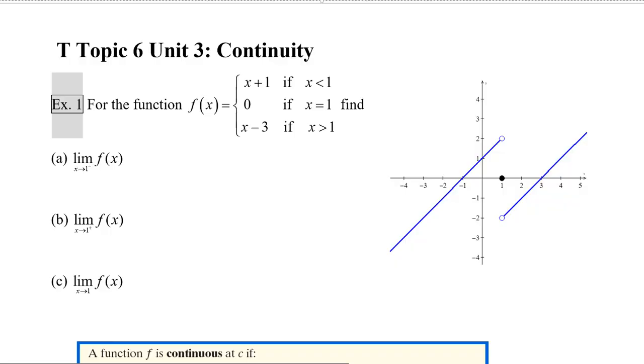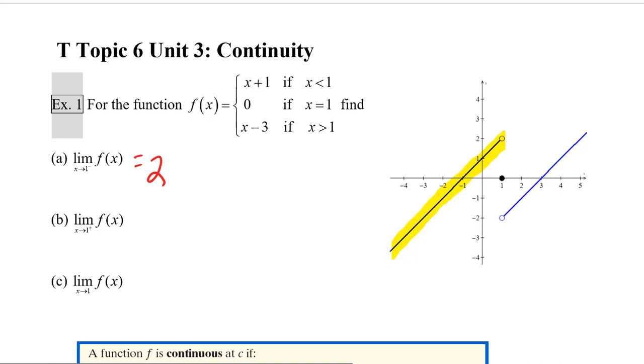We're going to start with an example. For this piecewise function f, find first the limit as x approaches 1 from the left. Well, since this has been graphed for me, I am going to just trace the function as we approach 1 from the left, and the y value we approach is equal to 2.